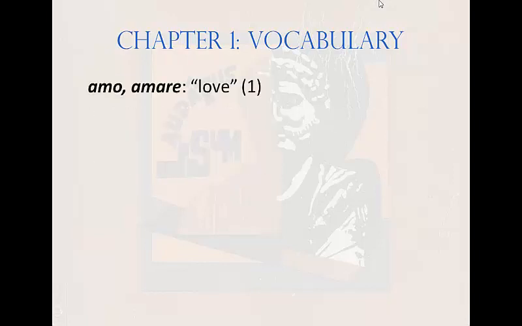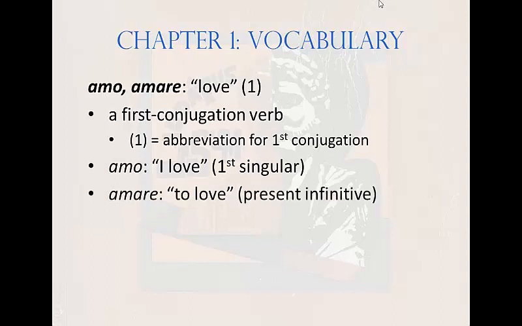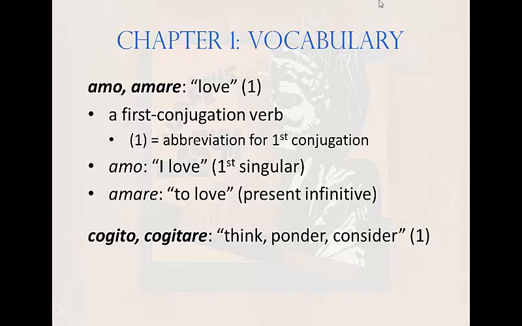We'll study conditions later. Amo, amare means in Latin love. It's a first conjugation verb. The abbreviation 1 indicates first conjugation. Amo means I love. It's the first person singular form. And amare means to love. It's the present infinitive. These first two forms, called principal parts, are used in dictionaries not only to tell you what the word means, but to show you its grammatical category.